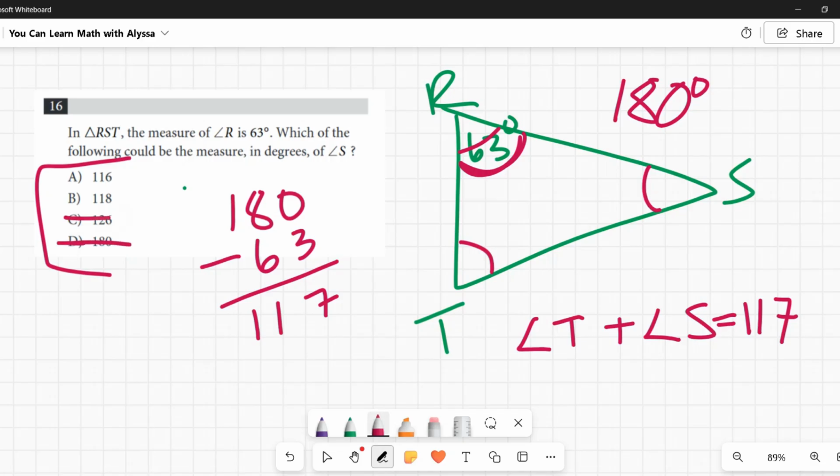So none of those are possible. It cannot be 180. It can't be 126. It can't be 118. The only one it could be, it'd be a very funny looking triangle, but it could work. Angle S could be 116 degrees, and then angle T would be 1 degree. There'd be 1 degree left for angle T. But that is the only one it could be, A, 116 degrees.